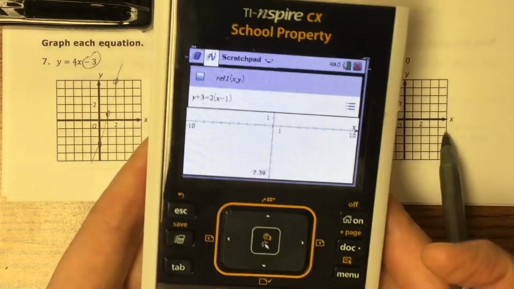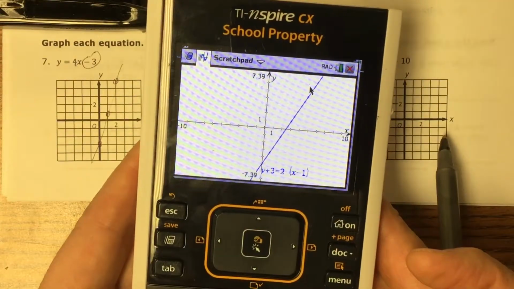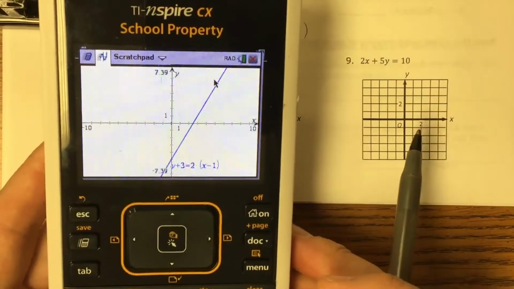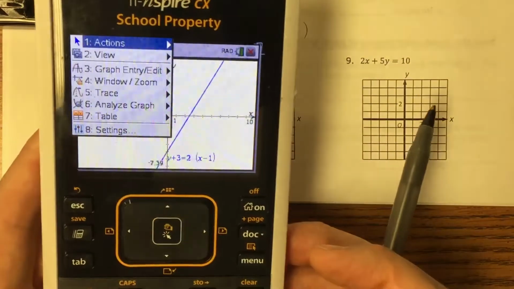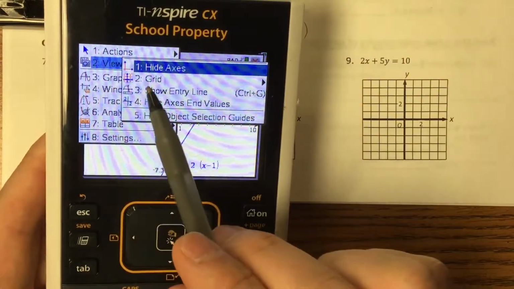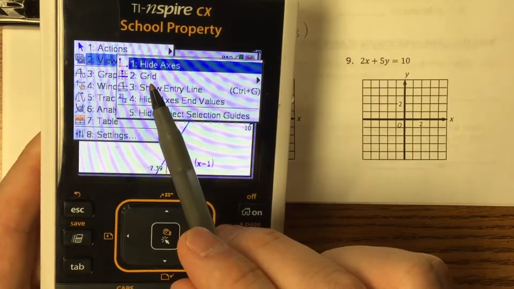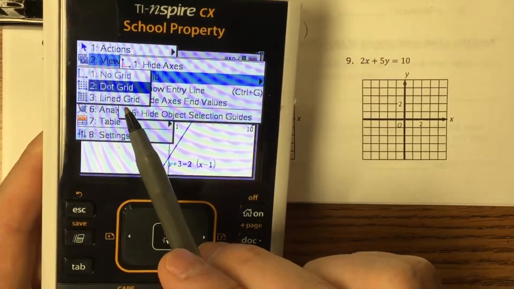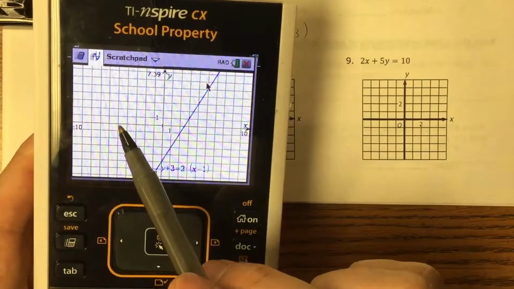Okay? That's the same line that we just came up with. Now, how do you know for sure? Turn on your grid lines, menu, go through. 2 is view, 2 is grid. Your numbers might be different if you're not in the scratch pad, but you can still follow the menu and get to this. There you go.